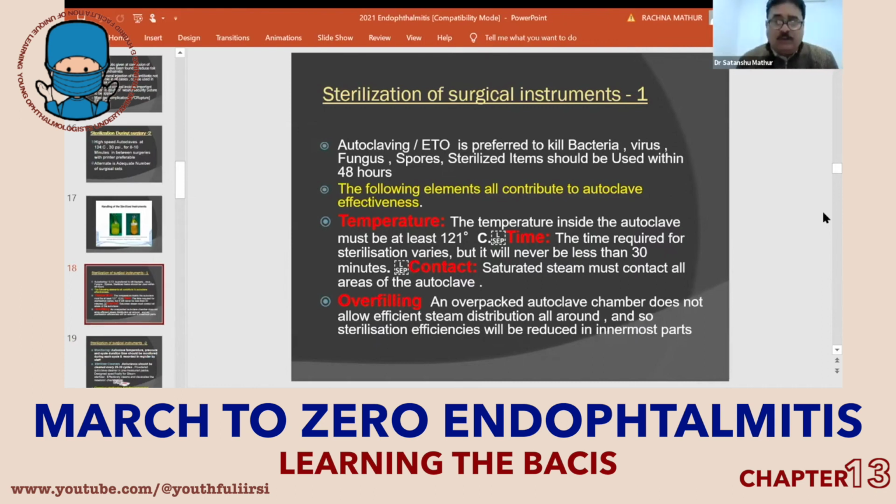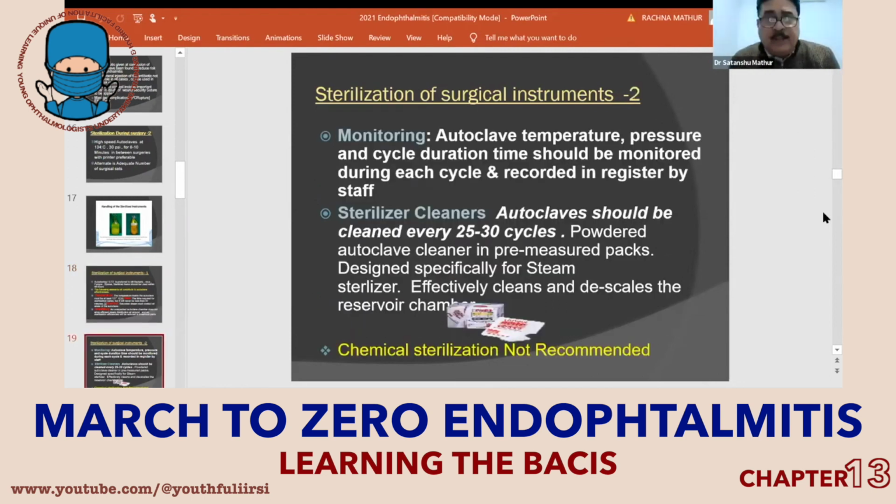Overfilling in the drum should be avoided so that the air can rotate all around the drum. Monitoring is very important: temperature, pressure, cycle duration. A person should be there who maintains a register. I have a register where the attendant writes what time it started, what time the whistle started, and at what time the autoclave was closed. Although my autoclave is fully automatic, even then we note it down.